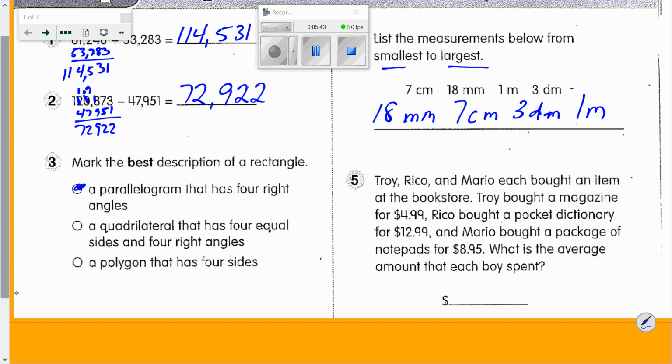Okay? On this one, Troy, Rico, and Mario, each is actually circled because each means how many?